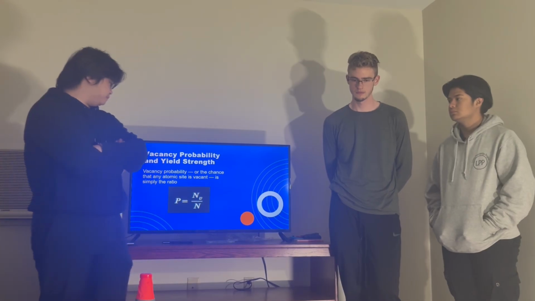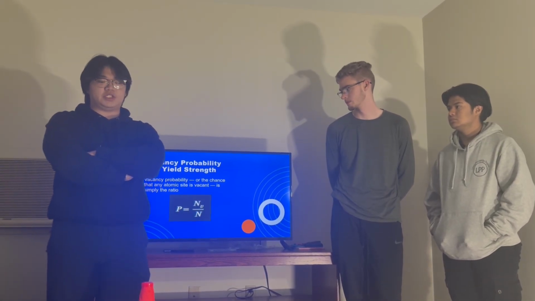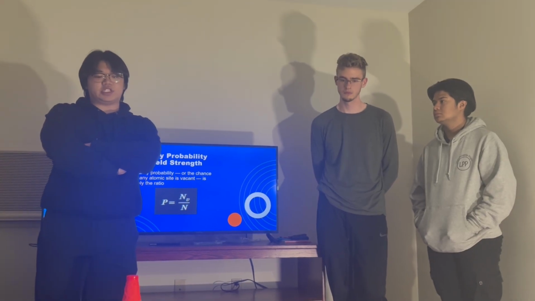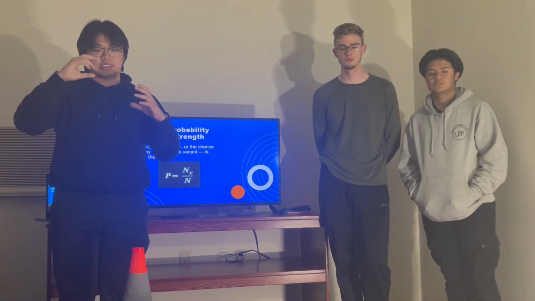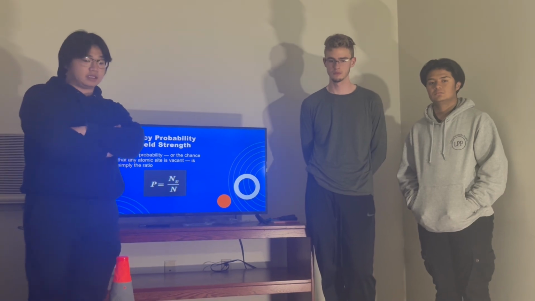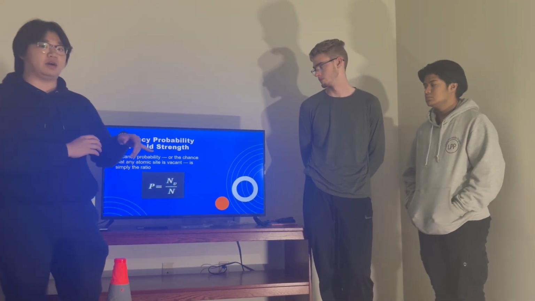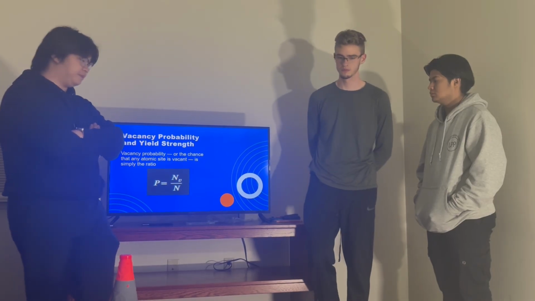So just a brief overview. Vacancy probability is, in short, just what are the chances that any atomic site is vacant. So if you take a box, for example, and you shift it in a shear stress, you're going to see there's a chance that some parts are going to be empty, some parts are going to be full on a very, very atomic scale, similar to what we have in class. And this is basically just a method of finding out what the vacancy probabilities are using a certain formula.